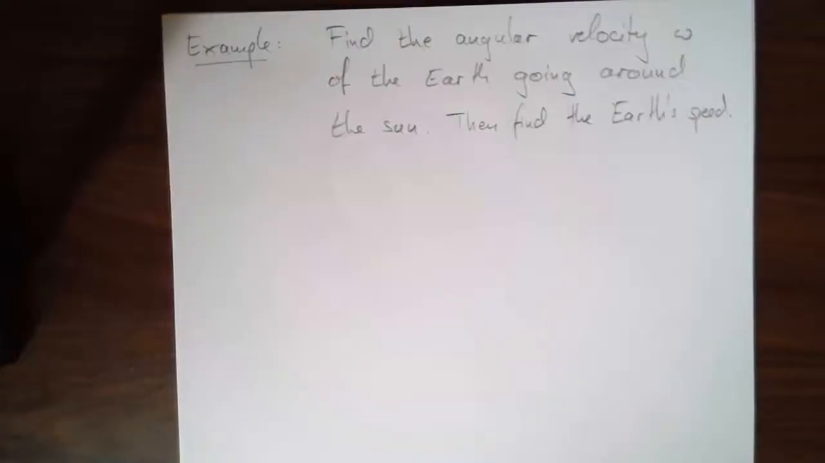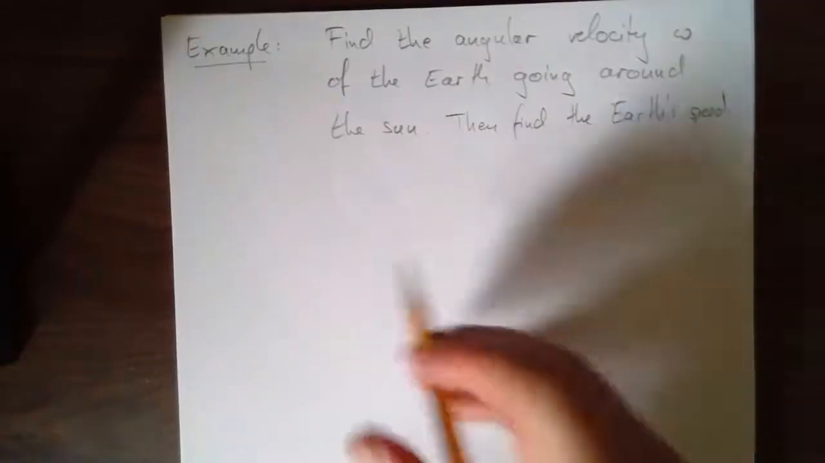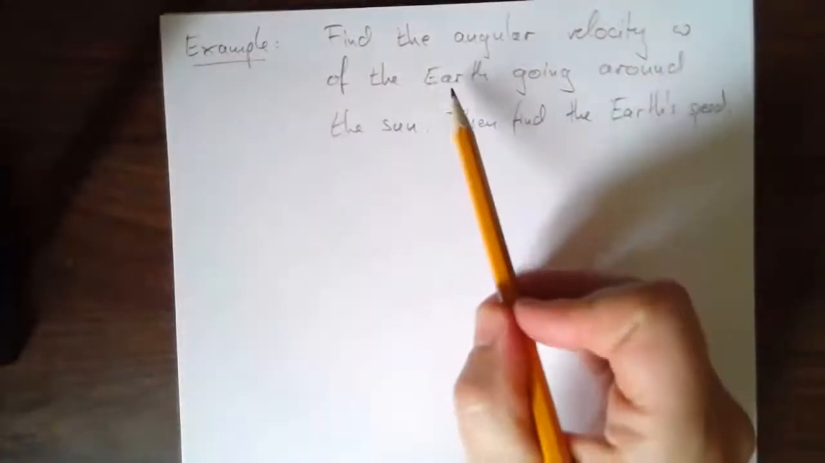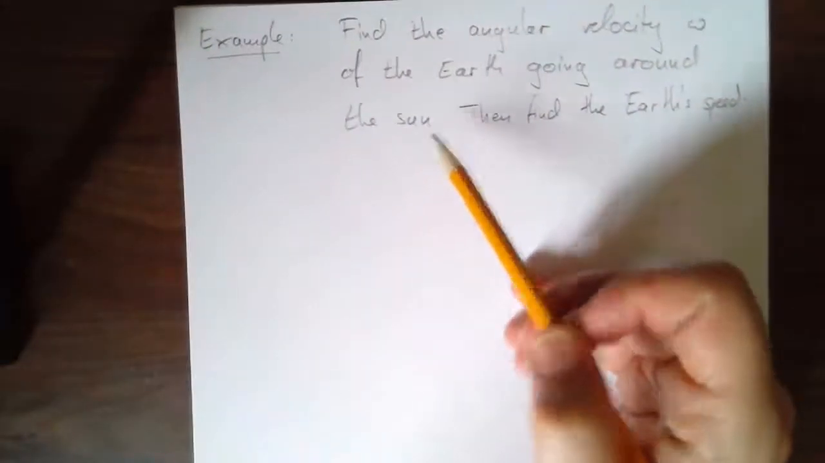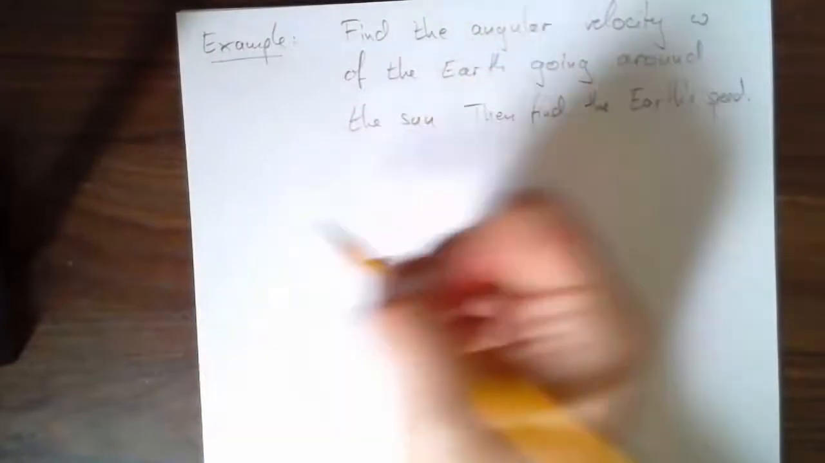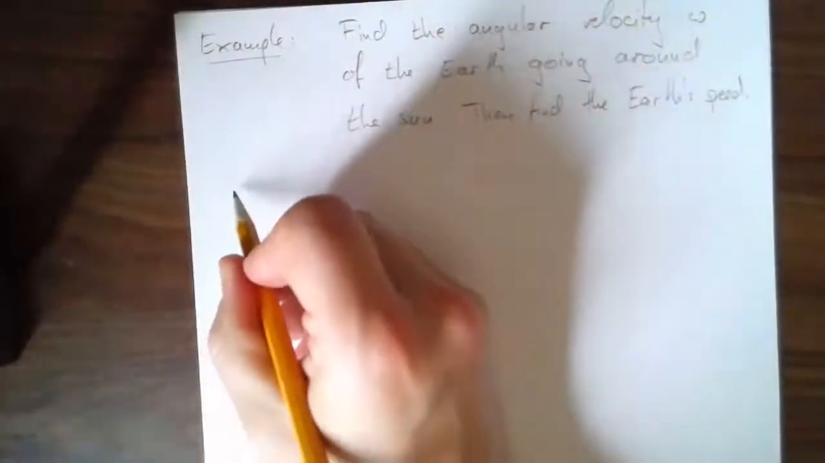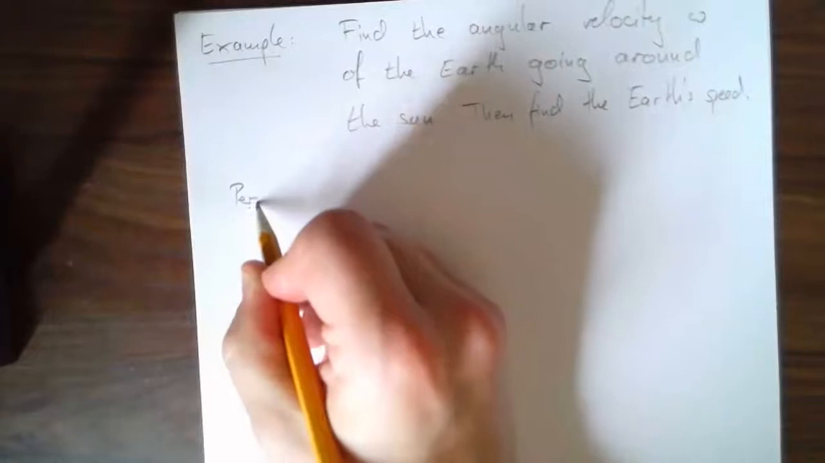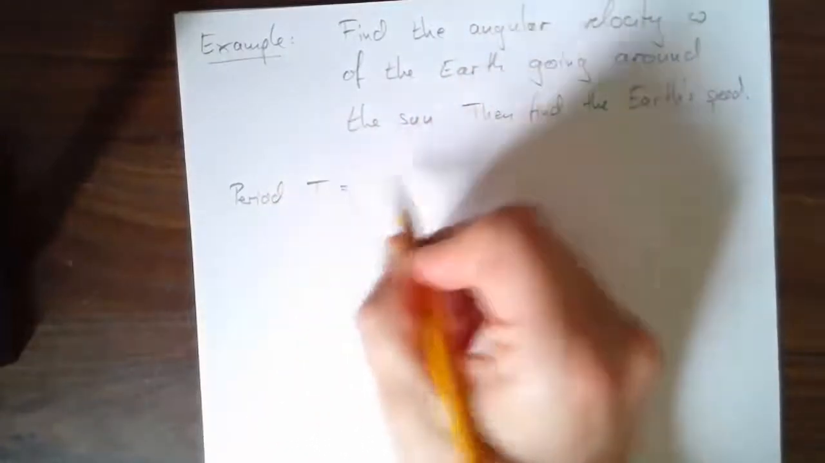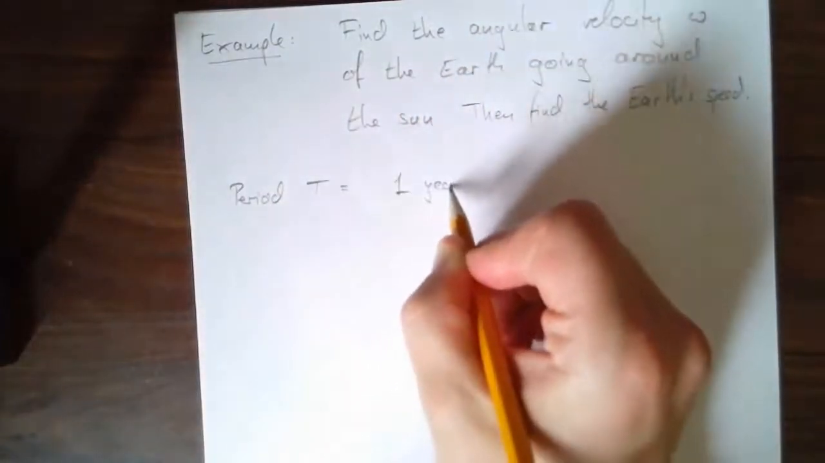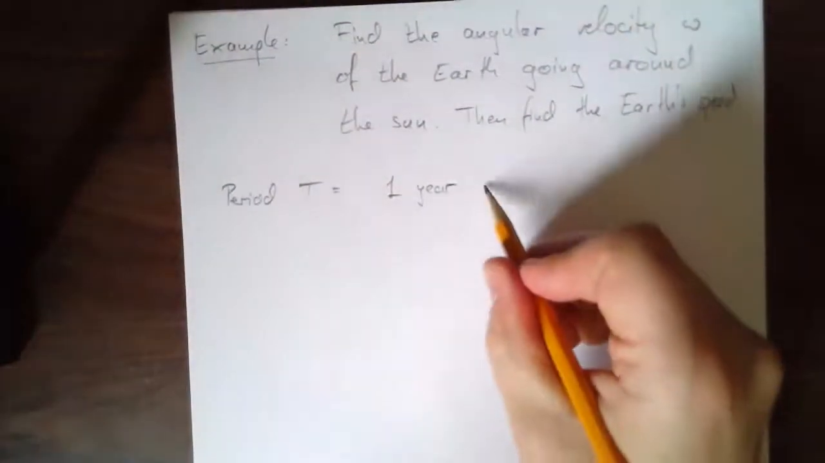So here's the example I want to go through. Find the angular velocity omega of the Earth going around the Sun. Then find the Earth's speed. Alright, so where do we start? What do we know? Well, what we know about the motion of the Earth around the Sun is how long it takes to go once round. A year, right? So we know the period T is 1 year. Now you can convert that to seconds.